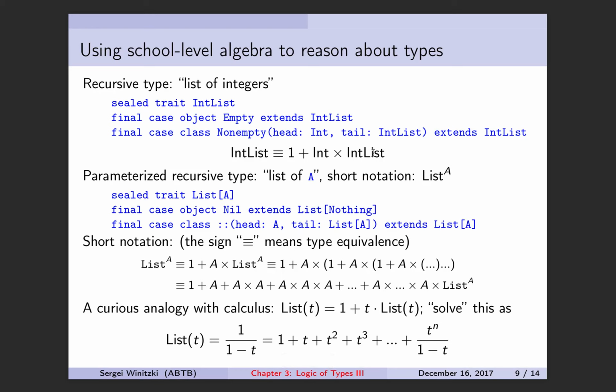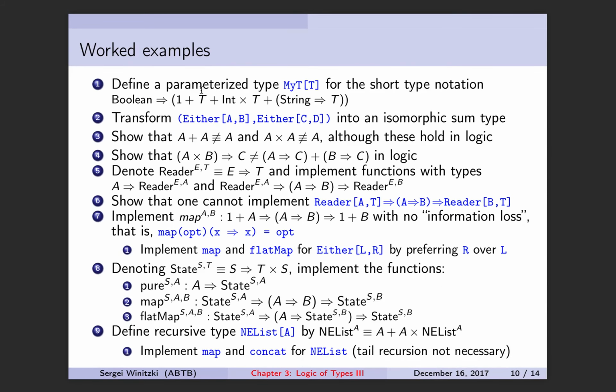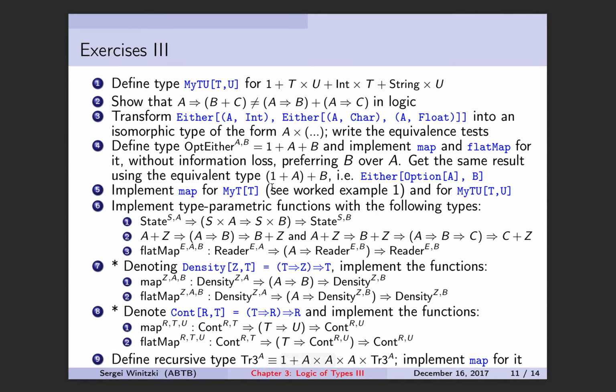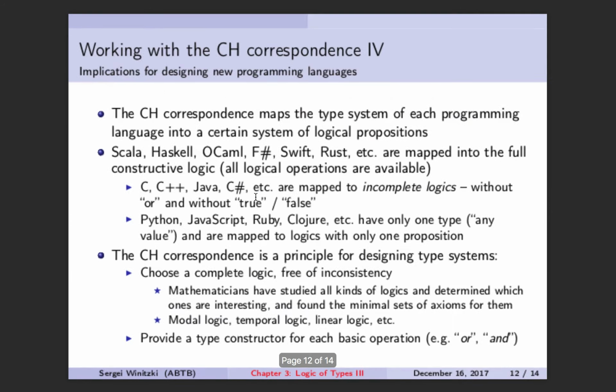I show how high school algebra can be used to reason about types in an interesting way, in a visually suggestive way, to understand what are the possible values of a type. For this example, I use the recursive type. And I go through a bunch of cases where I implement functions using their type, or I show that they cannot be implemented, or I transform types into isomorphic other types. And these are exercises that are similar to the worked examples.